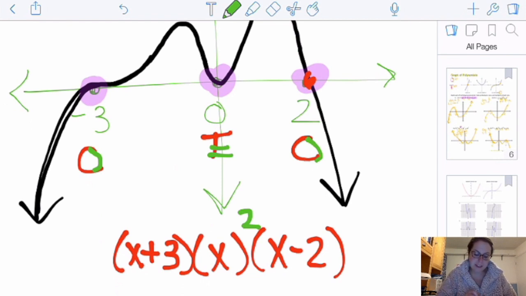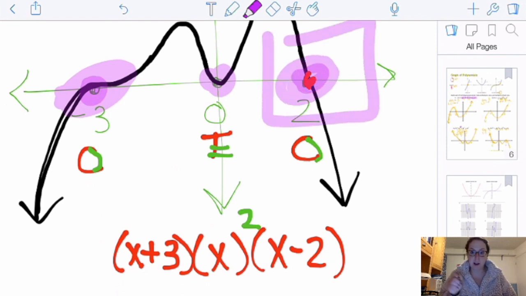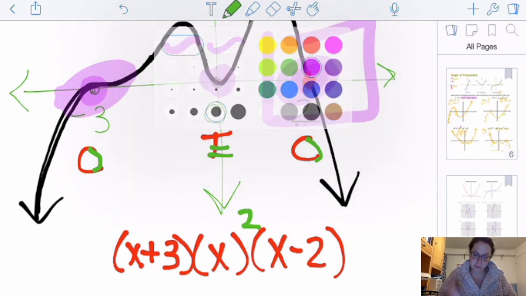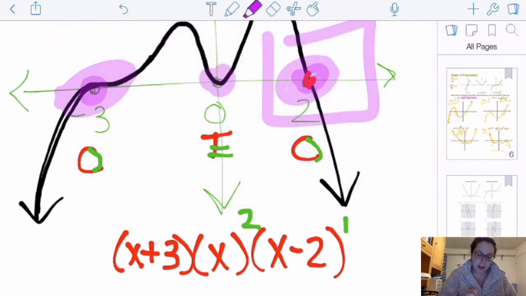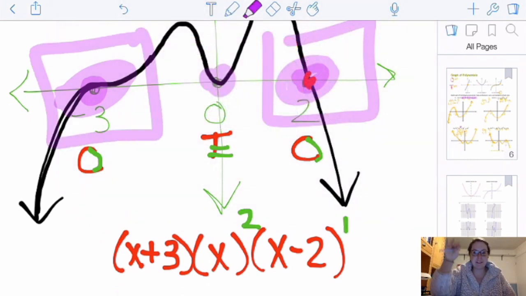And then notice that these two that cross, they cross differently, right? This one on the right just crosses straight. That's going to be to the first power. This one on the left crosses, but it flattens out. That's going to be to the third power. Still odd, but just the next power up.